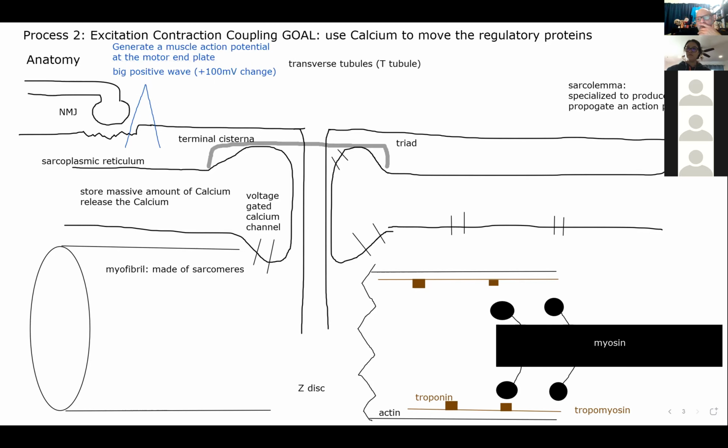All right. So this is our starting point. Any questions on this before we go through the process? So it's very similar to the first process. It's just location is now different.